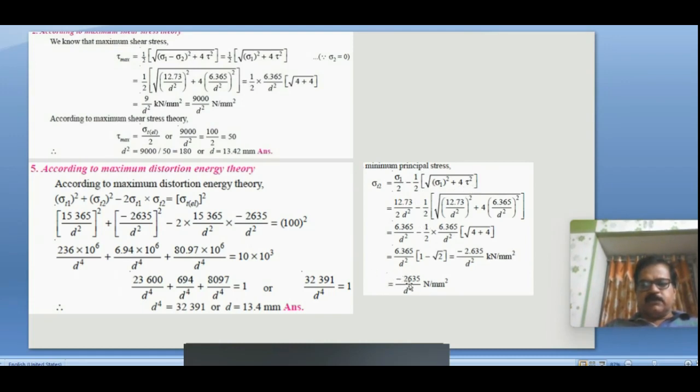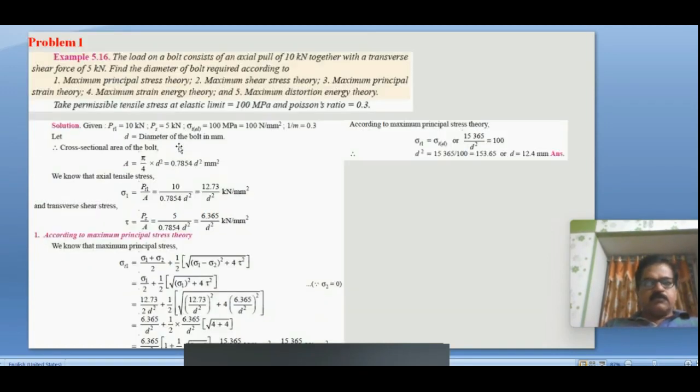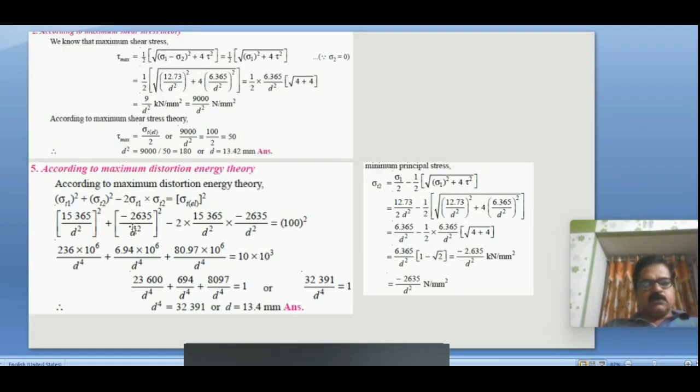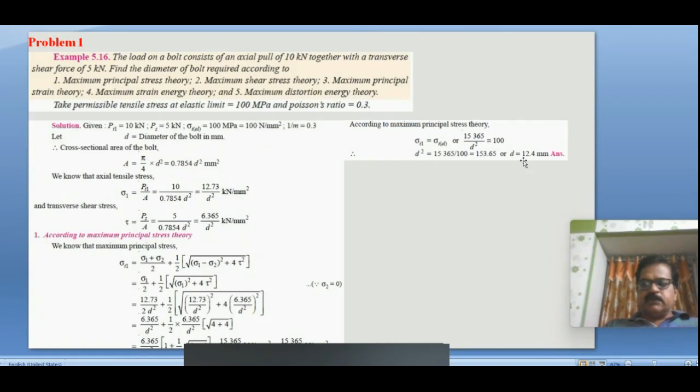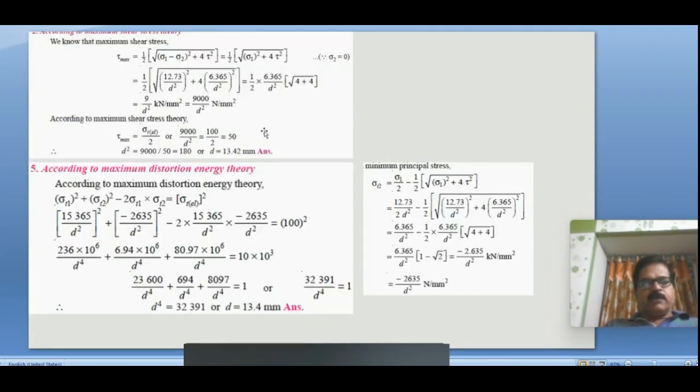So this is obtained as minus 2635 by d square, whereas the major principal stress is 15365 by d square. These two are substituted here and equated to 100 square, and with this we got a diameter value of 13.4. From the maximum principal stress theory we got 12.4, from maximum shear stress theory we got 13.42, and from the distortion energy we got 13.4.